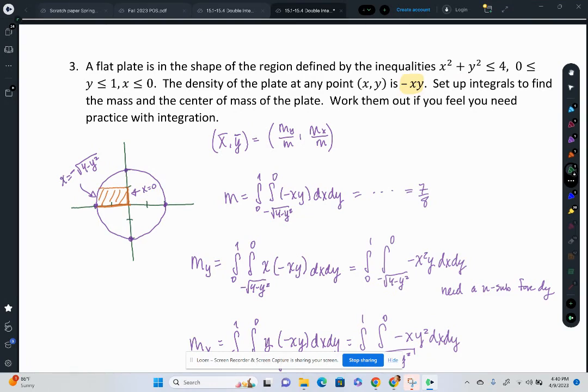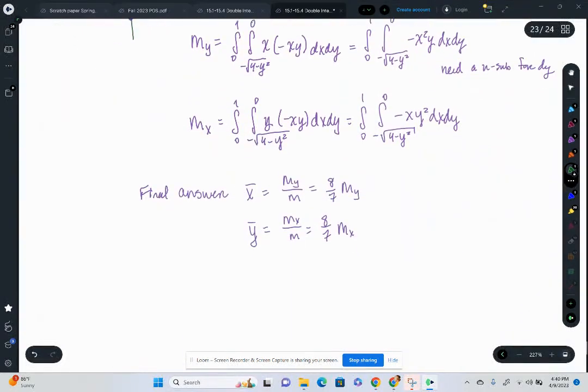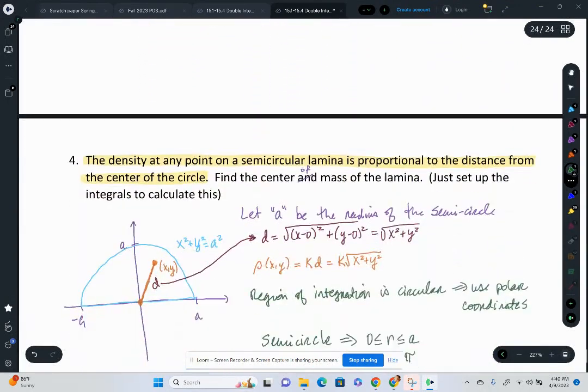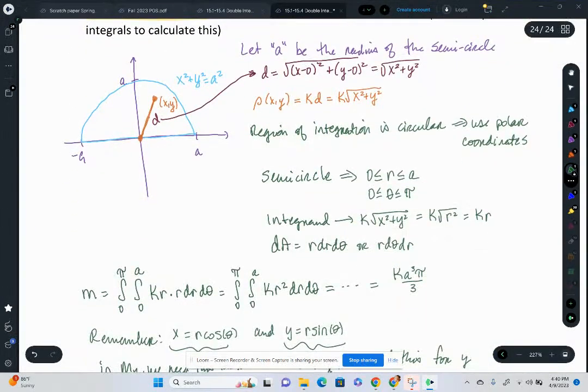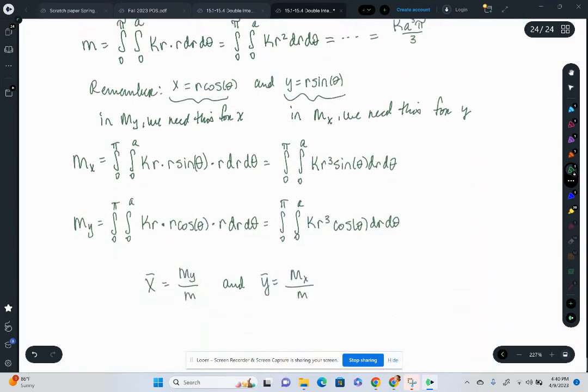I bring that up because I see it all the time. People get used to writing the k in there, and then they think it's part of the mass in the center of mass formula. And it's not. It's part of building an equation when you've been told that there's a proportionality situation going on. All right, so that's mass and center of mass when you're working with a lamina that has a variable density.